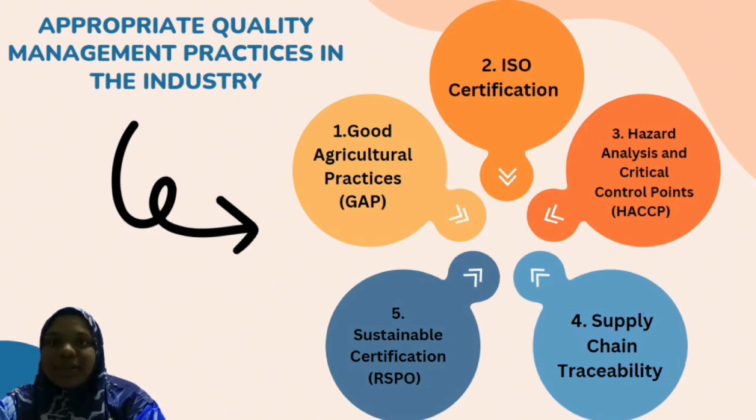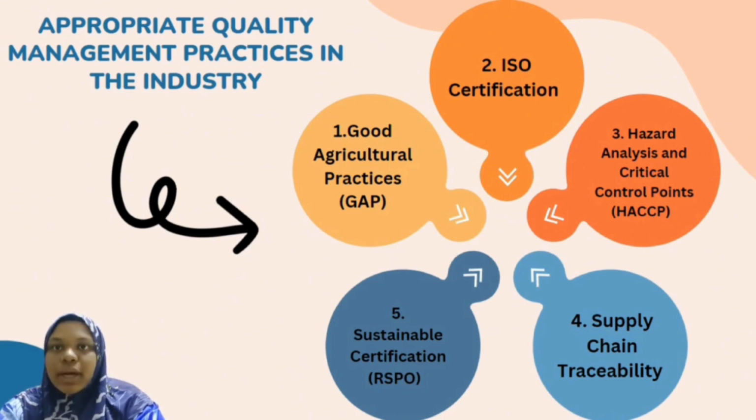Last is sustainable certification, or RSPO. Accreditation from organizations like the Roundtable on Sustainable Palm Oil (RSPO) is crucial for palm oil companies to adhere to environmental and social sustainability standards. Accreditation promotes sustainable land use, ecosystem protection, and respect for local rights, reducing environmental impact and building a more ethical global supply chain. That's all for me. Thank you.